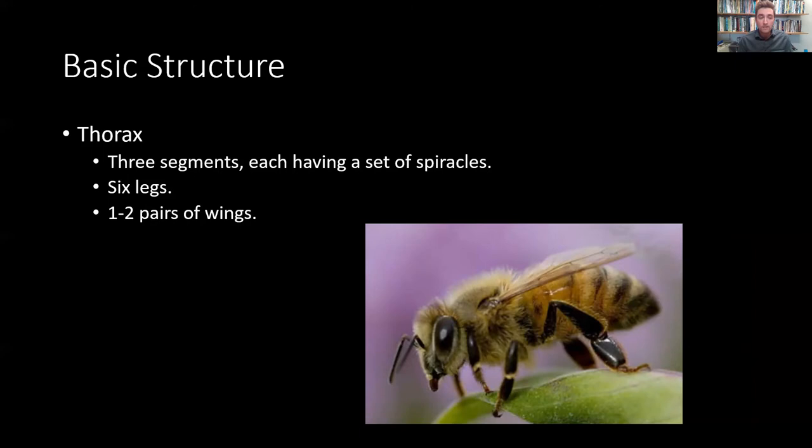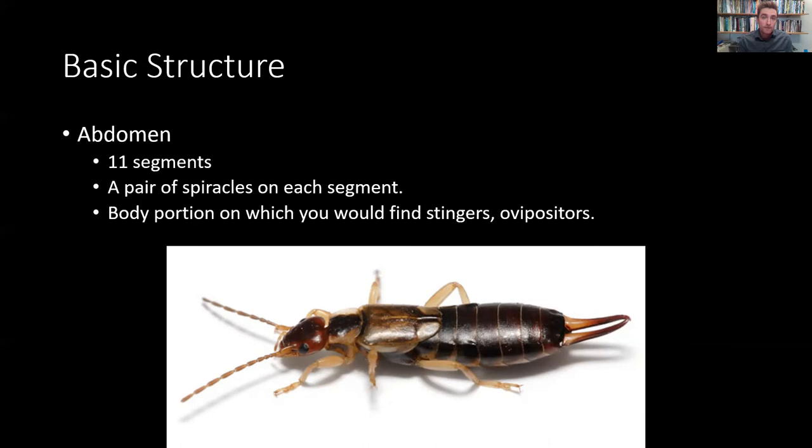And finally, we have the abdomen. This is where there are 11 segments. And again, a pair of spiracles on each segment. And this is the tail end or the body portion where you would find the stingers or the ovipositors of various types of insects in particular.